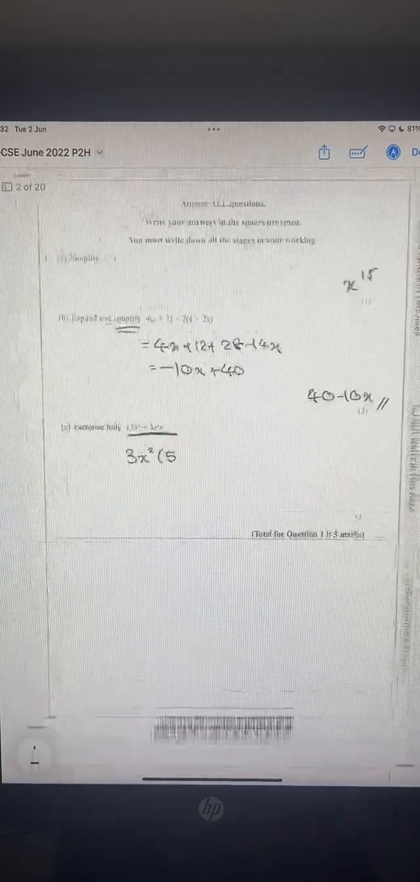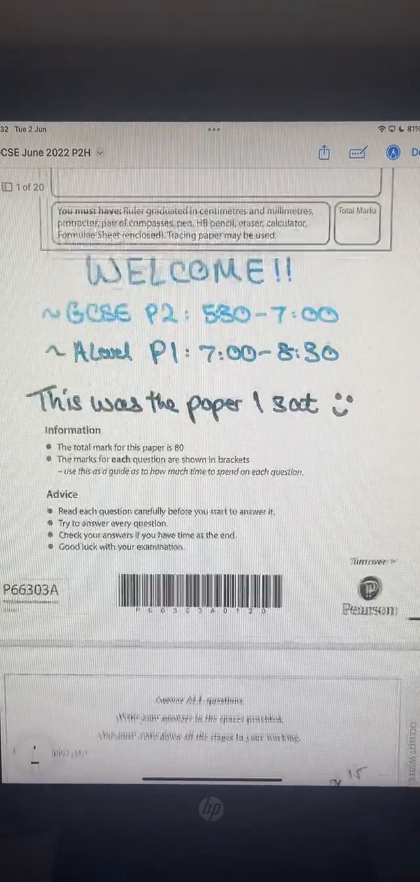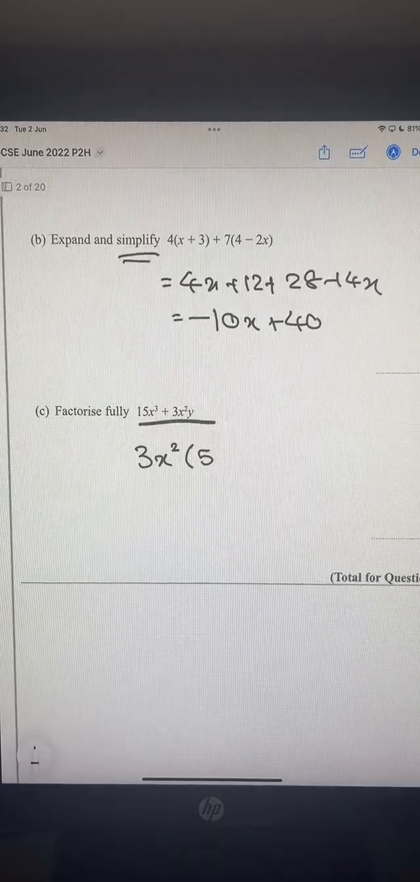When is A level? A level is from 7 to 8:30. It might go on until 9, since A level is longer.